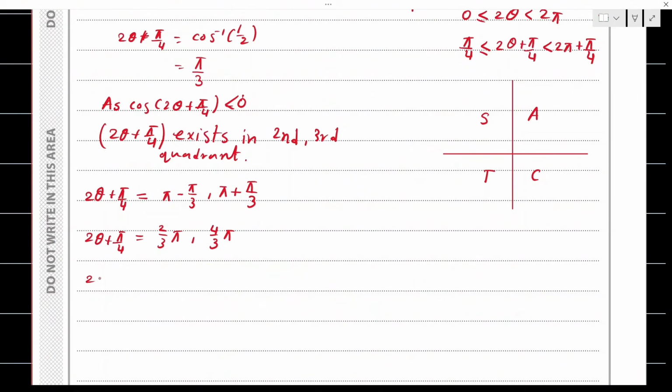From this I can find out theta. So 2 theta is equal to 2 by 3 pi minus pi by 4, or 5 by 12 of pi. For the other value, 4 by 3 pi minus pi by 4, 13 by 12 of pi. Ultimately, theta is equal to 5 by 24 pi and 13 by 24 pi.